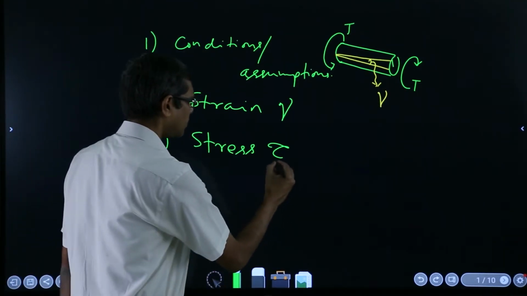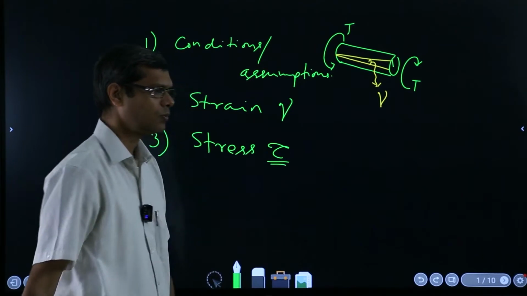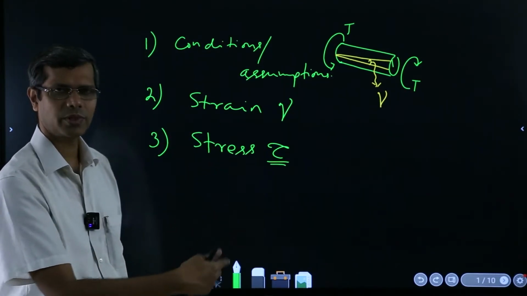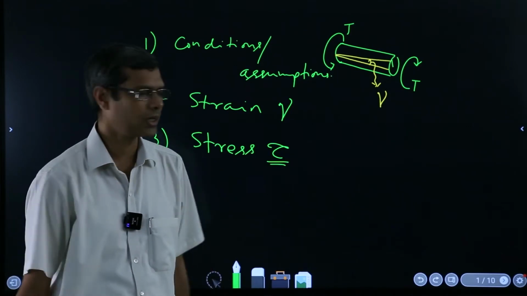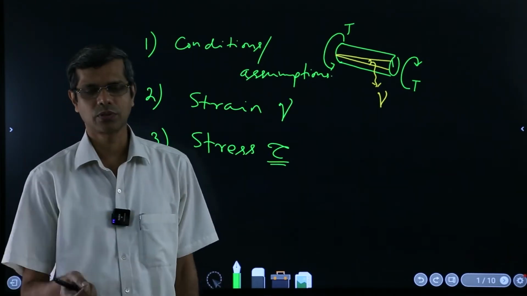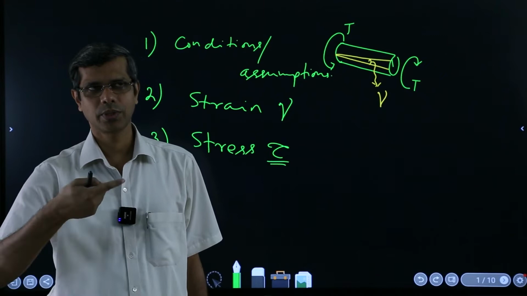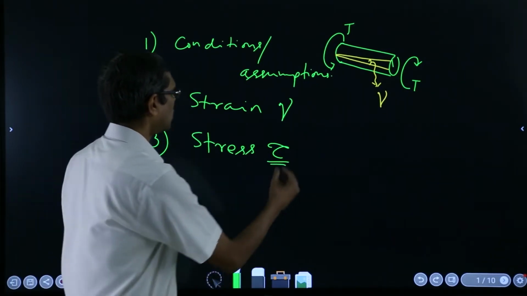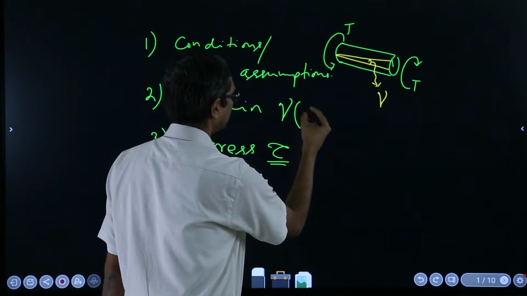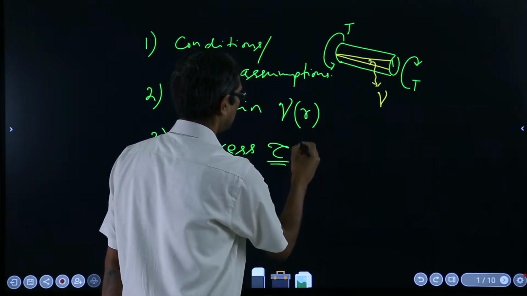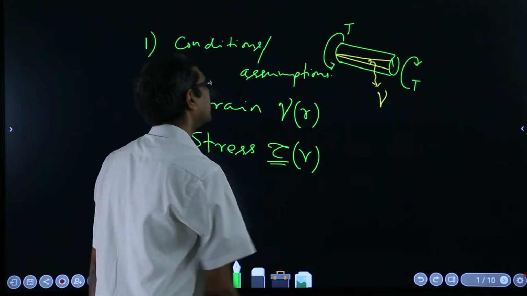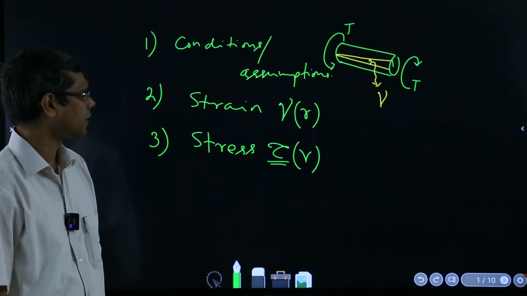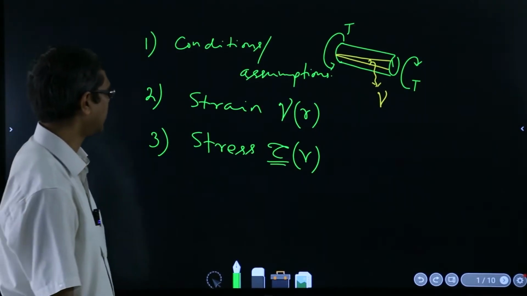And then we discussed the distribution of this tau along the radius, because it's an axisymmetric problem, so everything is axisymmetric. No change happens with respect to theta. Whatever change happens, happens along r. So I can explicitly write that gamma is a function of r, and tau is also a function of r, the radius.